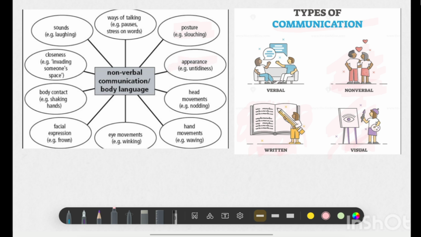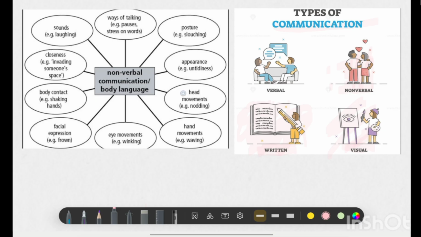Appearance: if you see this couple, this is non-verbal communication, obviously. If you see their posture, they both look interested in each other, because their posture is nice. If you talk about their appearance, they both look clean and tidy, so they are able to enjoy each other's company. And if an untidy person comes in front of you, you won't even talk to that person, because you will feel hygiene is not there, right?